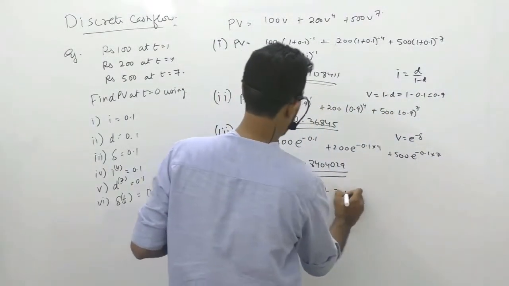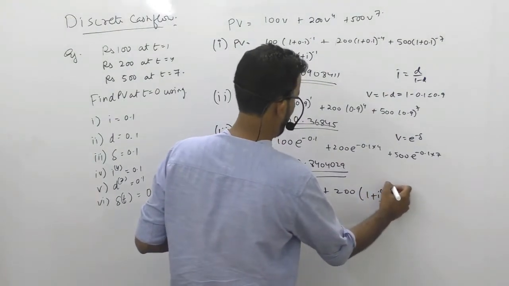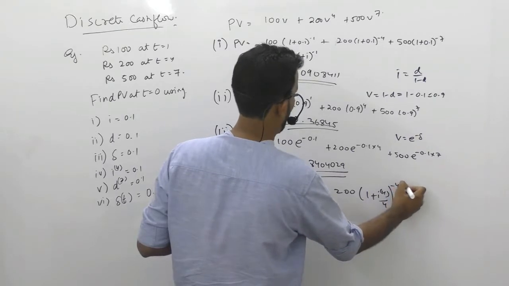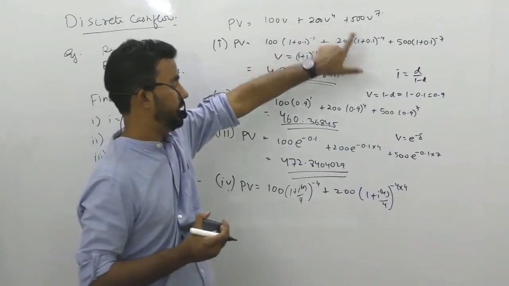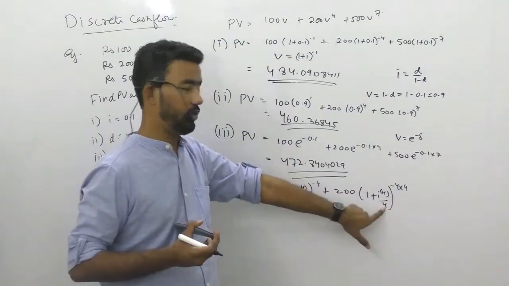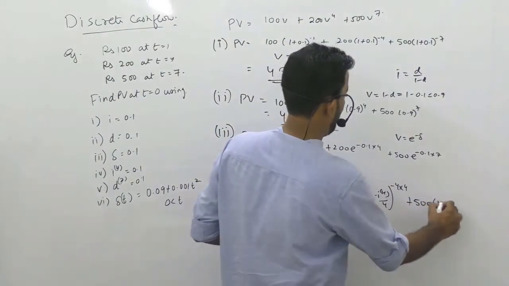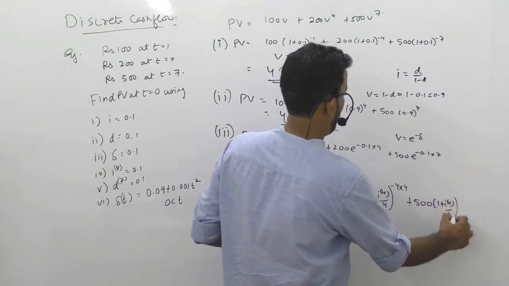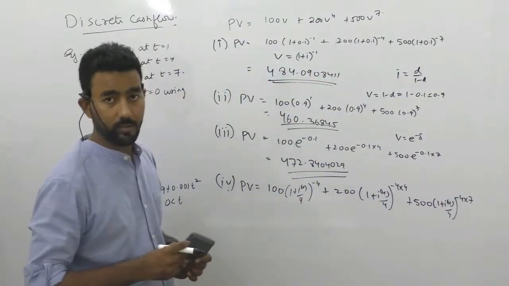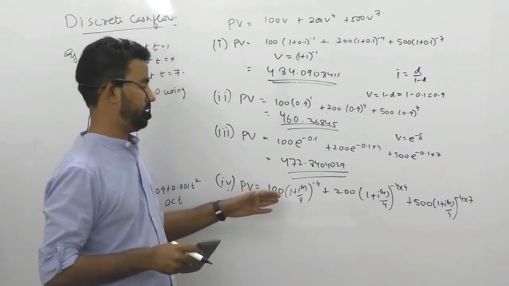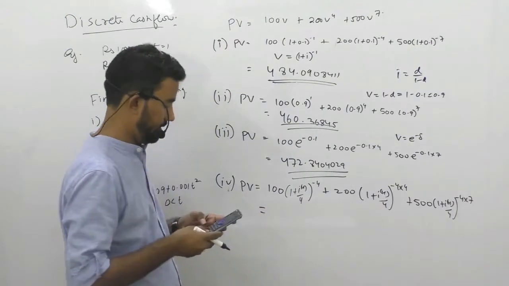Then 200 rupees I can discount by 1 plus i4 by 4 raised to minus 4 into 4. So there are 16 quarters in 4 years. Instead of 4 years, I can use 16 quarters and the quarterly rate. Then the last part, 500, 1 plus i4 by 4 raised to minus 4 into 7, there being 28 quarters in 7 years. So in this equation i4 by 4 is 2.5%, and just put that in and get the answer directly.